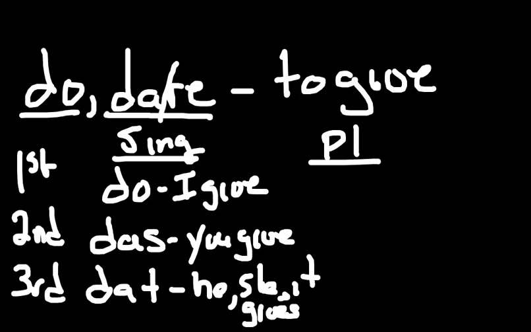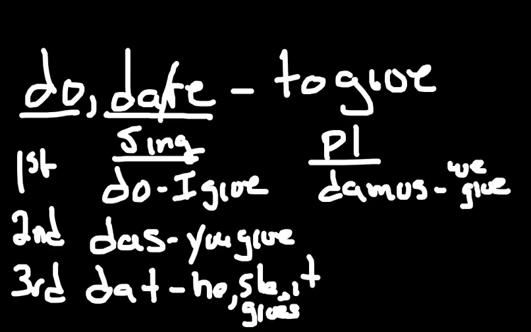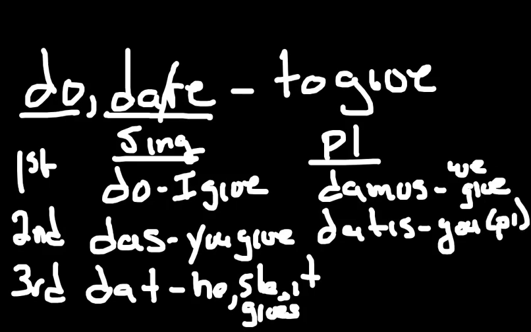Plural, we get da, mus, M-U-S, we give. Second person plural, da, tis, T-I-S. That would be you, plural, give. And then third person plural, we get D-A-N-T, dant, they give.